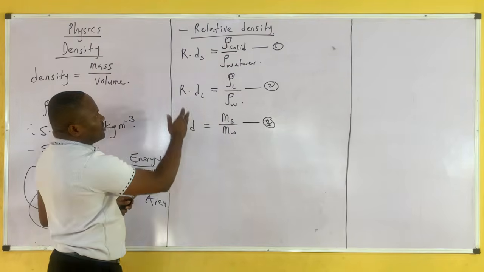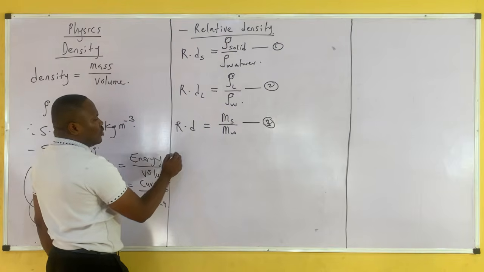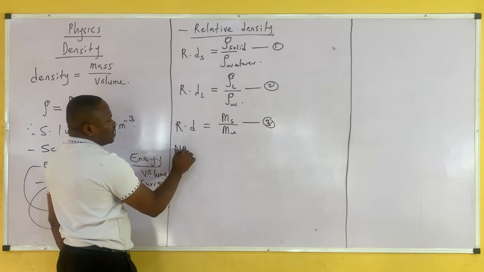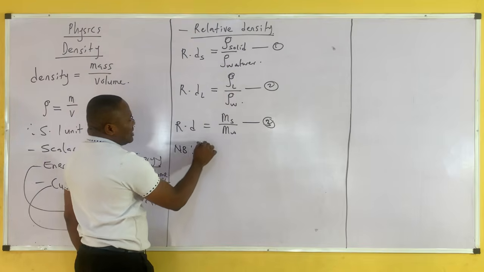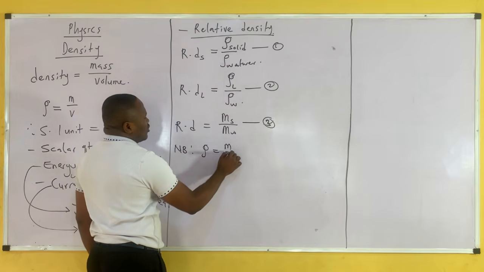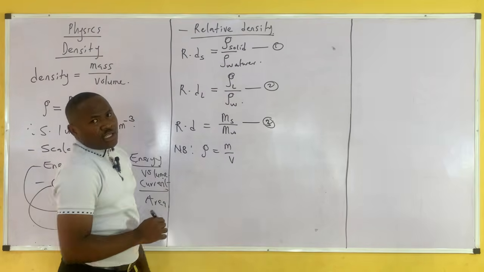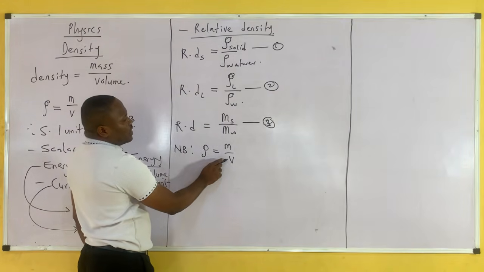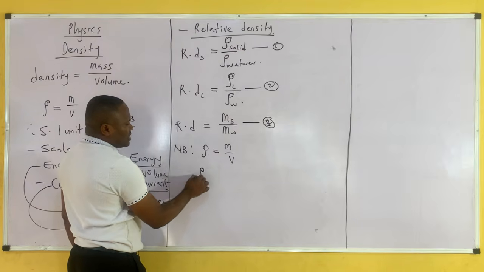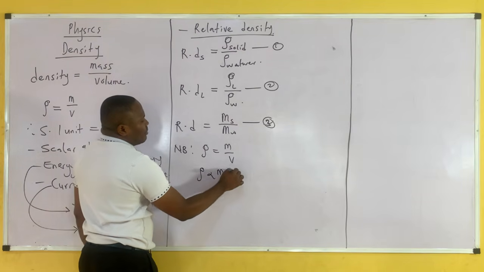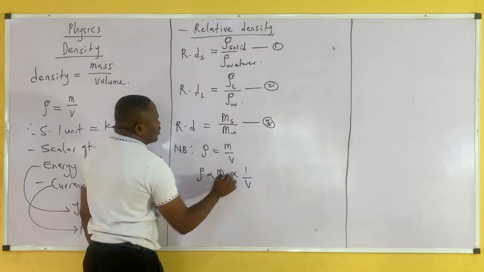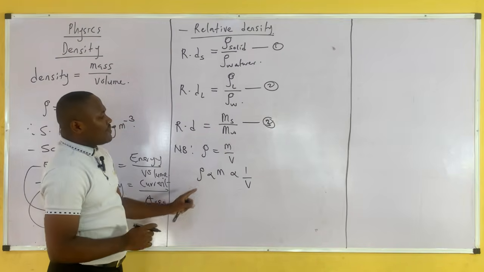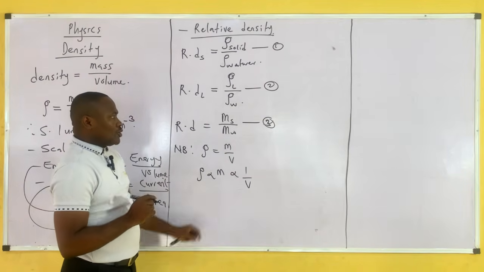Now, if all of these are okay, I want you to note this, very important. Density equals mass over volume. That means that density is directly proportional to mass and inversely proportional to volume. So if it's inversely proportional to volume, I want you to take note of this.